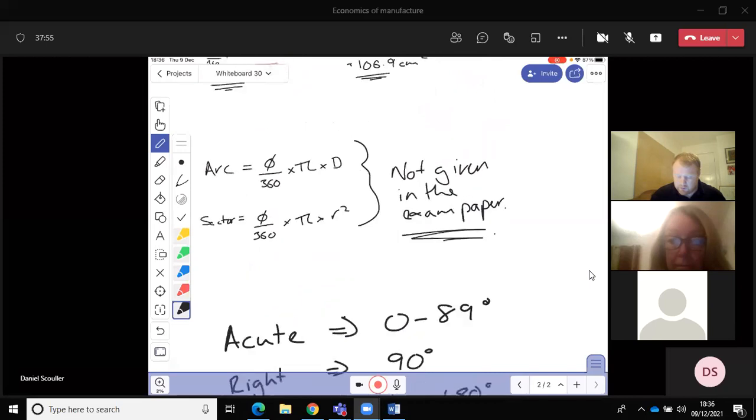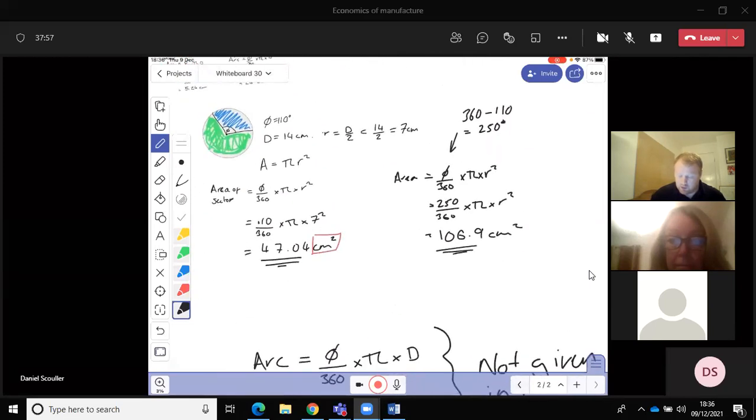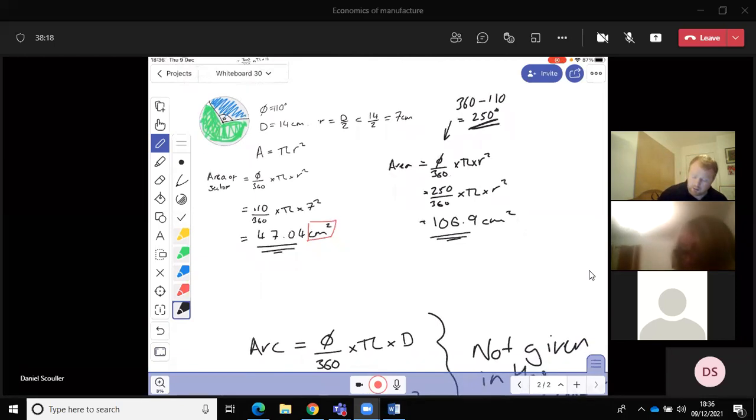So, for instance, that 250 degrees is the reflex angle, because it's over 180 and it's below 360. So they might ask something relative to the reflex angle and finding the sector area or finding the arc length. So just be aware of those terms.